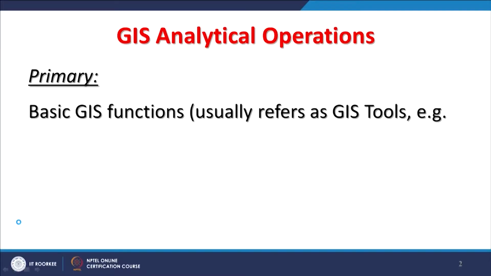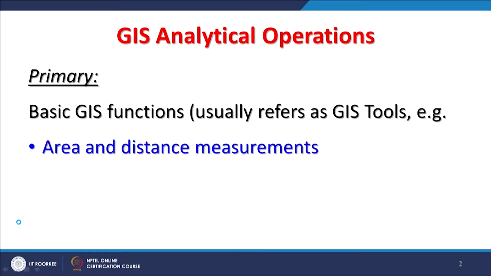Here we can see that GIS analytical operations can be divided into two main categories. One is the primary category, which involves the basic GIS functions. Sometimes we also call them GIS tools. For example, we do very basic measurements like area, perimeter, distance measurements, say between two points, area of a polygon, and length or distance along a line, and likewise. These we put under the category of primary operations.